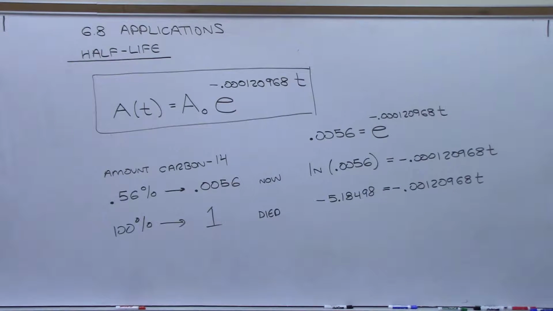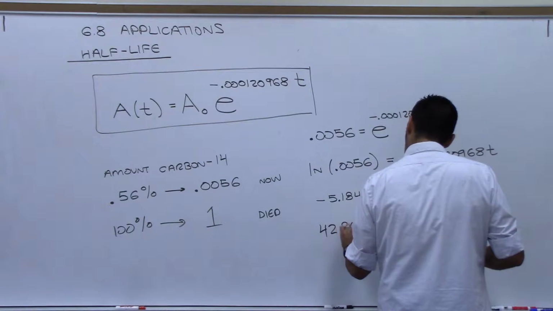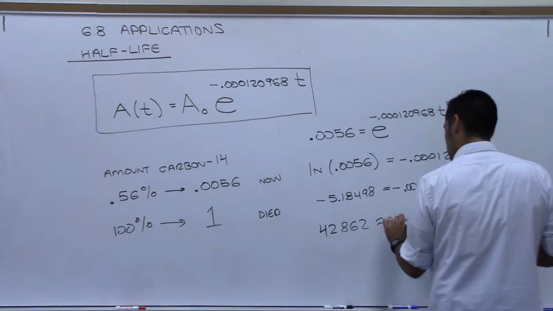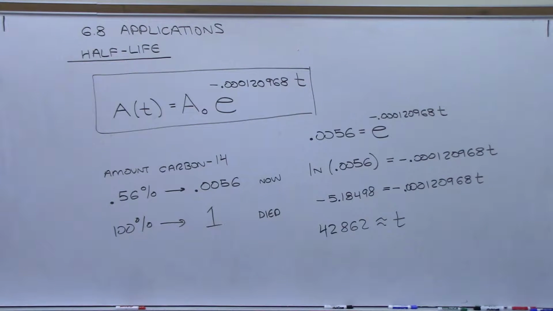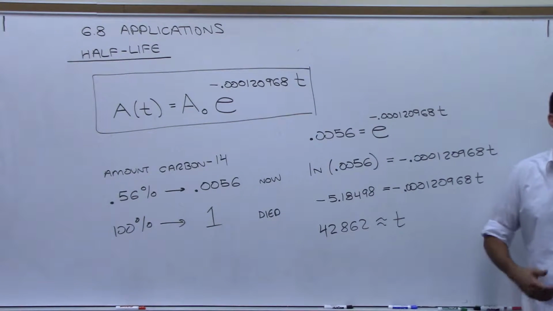And then divide by... I'm missing a 0. 0.000 42,862, roughly. 42,862 is approximately T. Look, it's years, so that's close enough, right? If you said 63, that would be okay. I think if we're within a few years, we'd be okay.